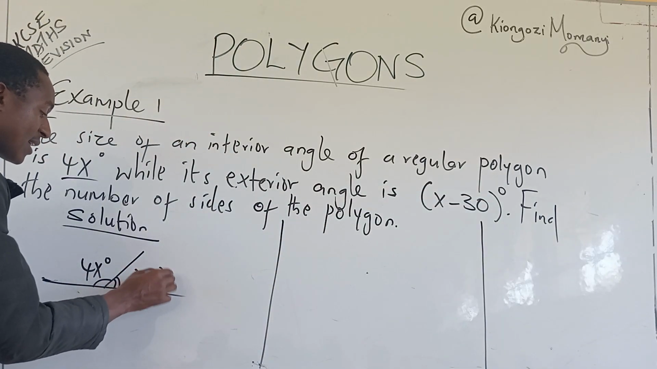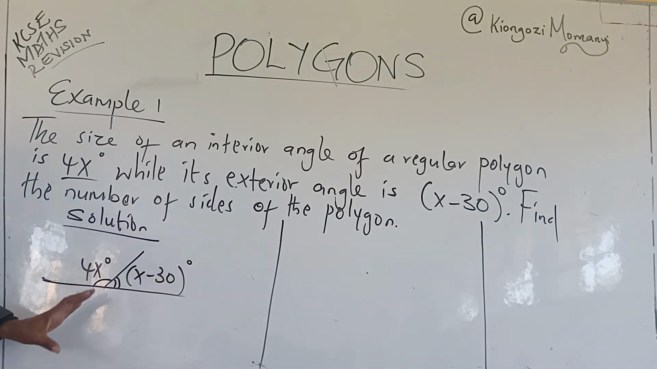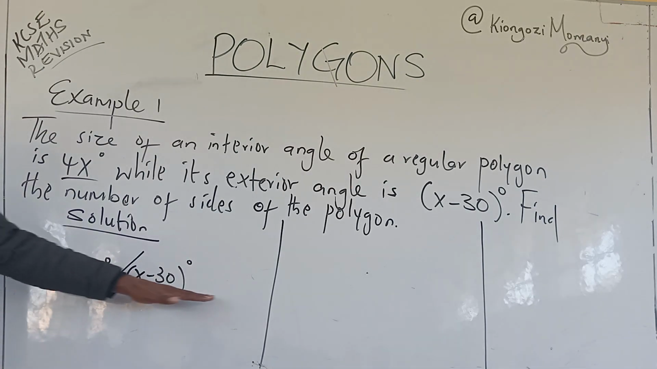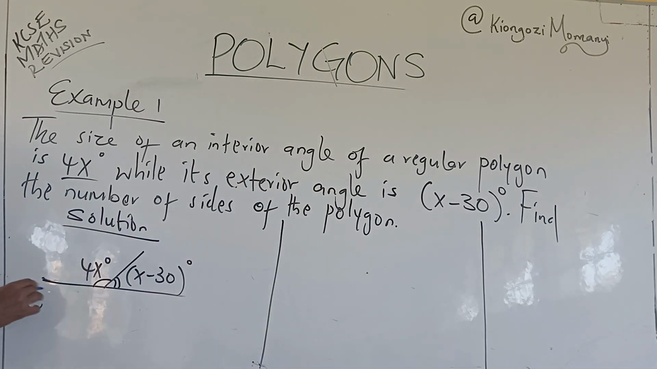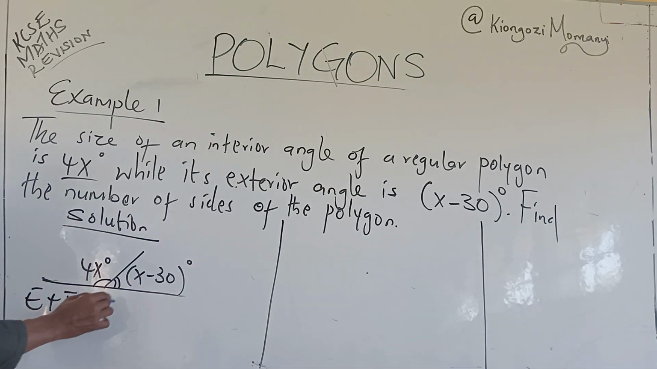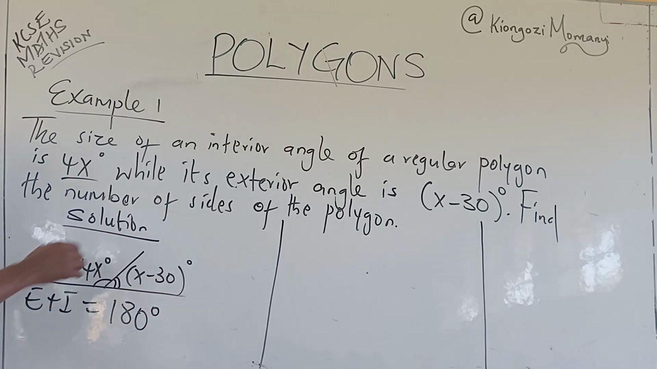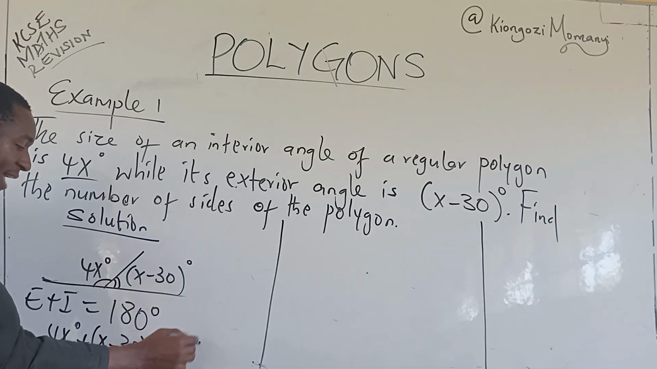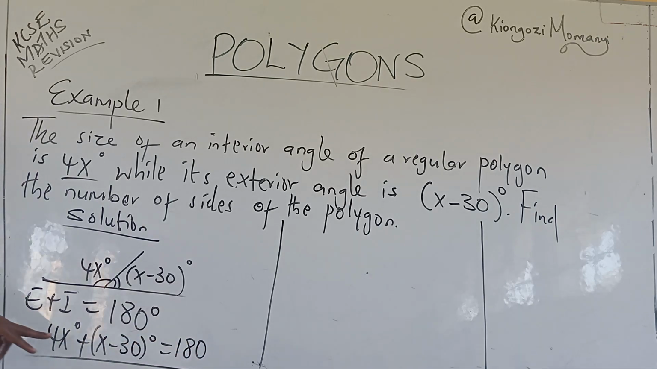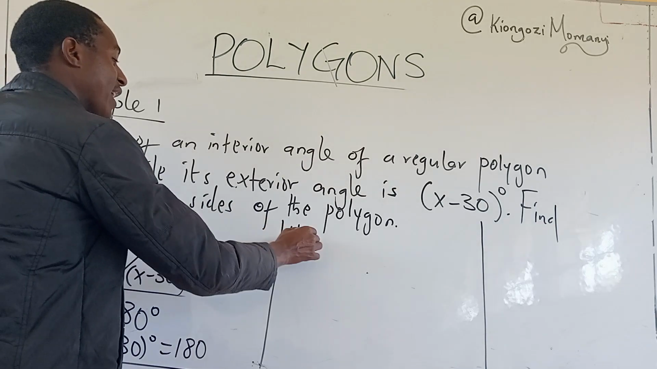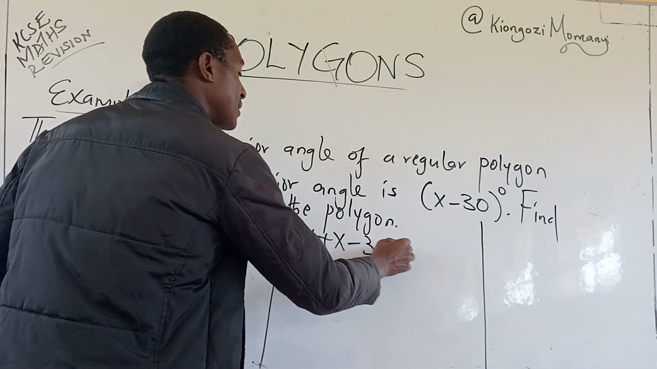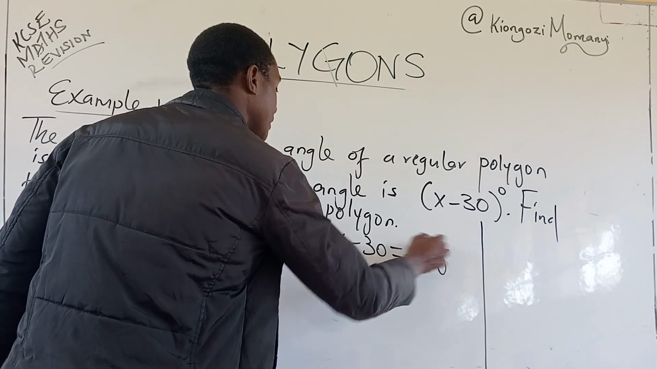So in this case, I told you to remember that these two angles lie on a straight line. So apply the formula. Exterior plus the interior is equals to 180 degrees. So 4x degrees plus x minus 30 degrees is equals to 180. Then open these brackets. 4x plus x, then minus 30 degrees is equals to 180 degrees.